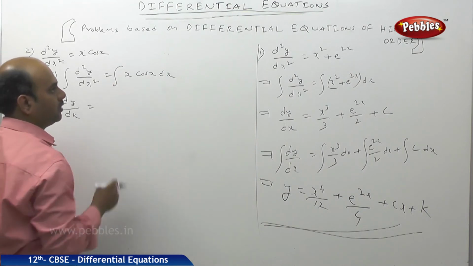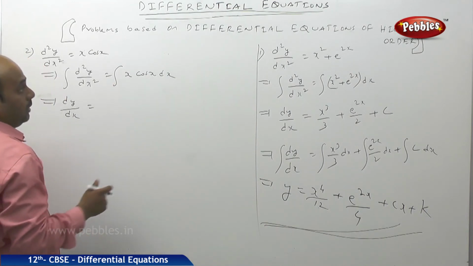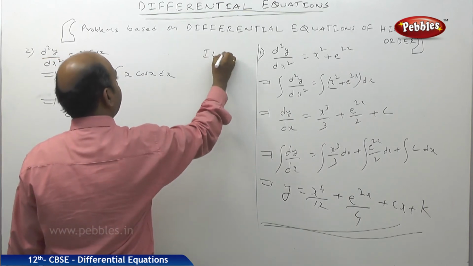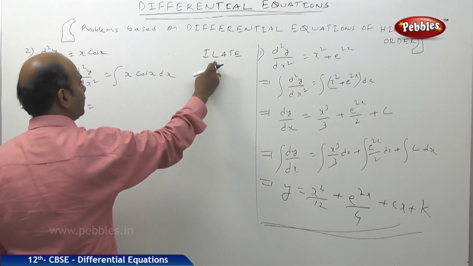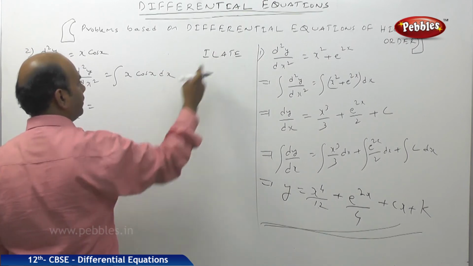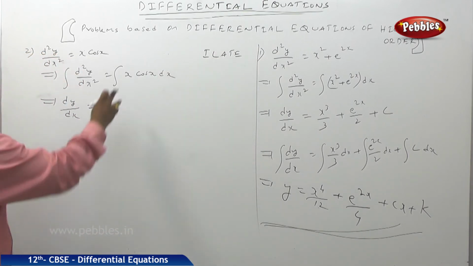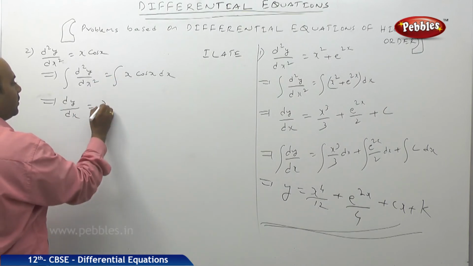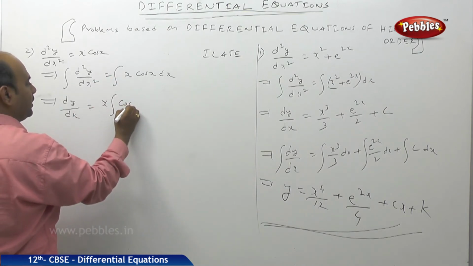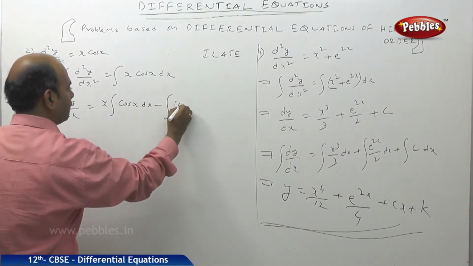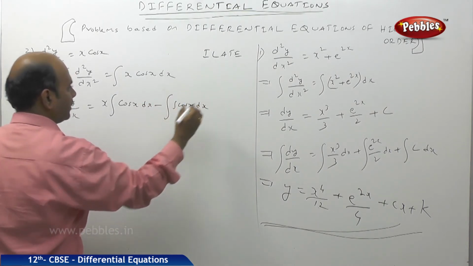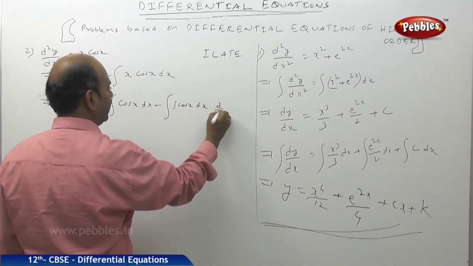We need to use this product form. So we need to apply a rule called what? ILATE, which we discussed. I means inverse, L means logarithm, A means algebraic, T means trigonometry, E means exponential. So x is our first function. So x into integral of cos x dx minus integral of cos x dx into d by dx of x.